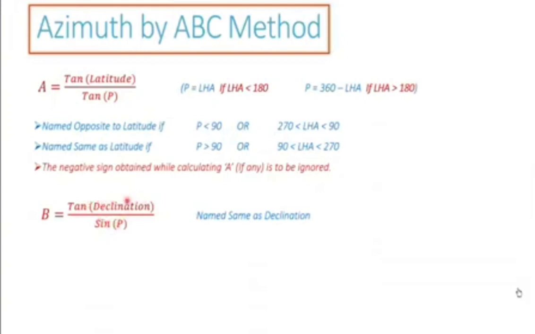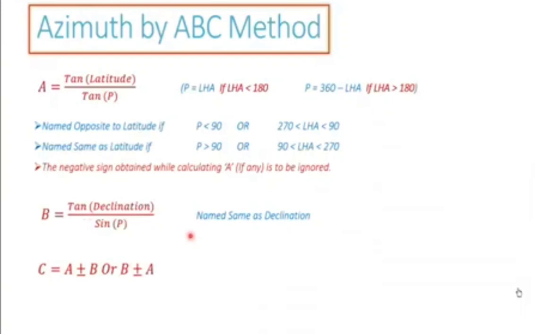The numerator contains declination. Declination is obtained directly from the almanac. So as I told you, the date and time of the observation is provided to us in these questions. So with that date and time, we can enter into the almanac and get the declination of any celestial body. The declination as well as the GHA of all the celestial bodies, sun, stars, planets, and moon, is available to us in the almanac information. So this is the formula for B, and the naming for B is very, very simple. It is always named same as declination.